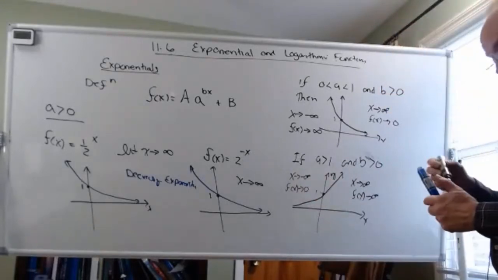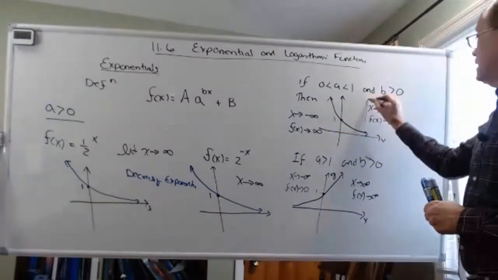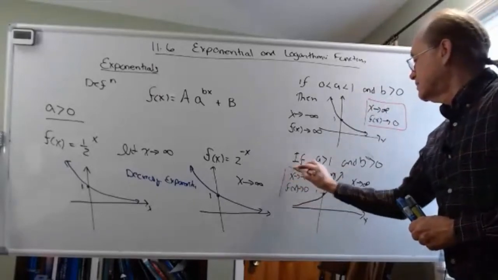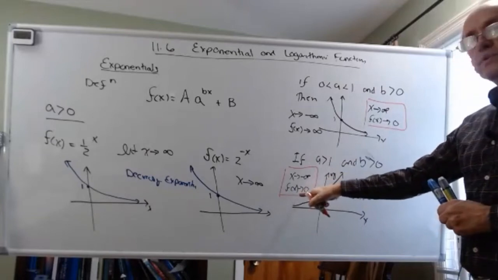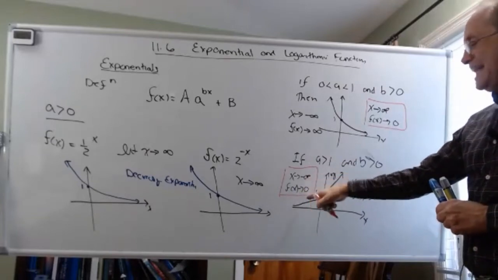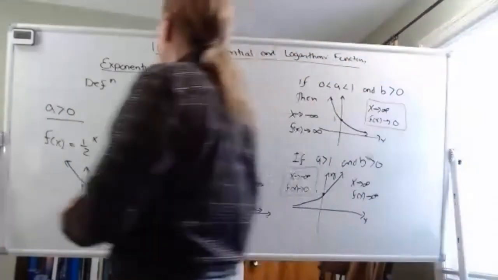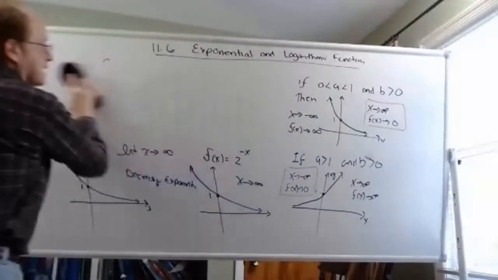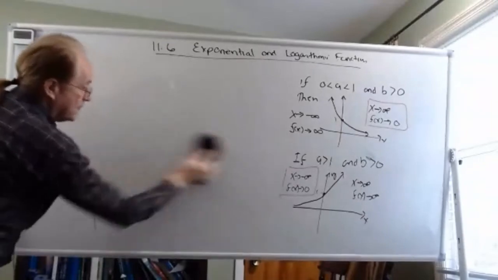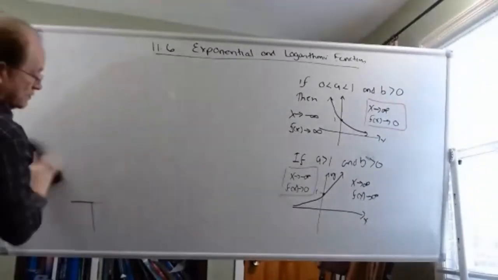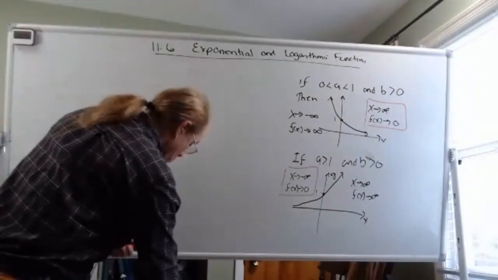Well, that brings up an interesting point, especially for these two cases right here. In both of these cases, as x goes to either plus or minus infinity, I am going to have a constant, a fixed value. That's the definition of a horizontal asymptote. So that's what comes out of our exponential function, the idea of a horizontal asymptote. Any exponential function will have one. It doesn't go in both directions, it only goes in one direction.